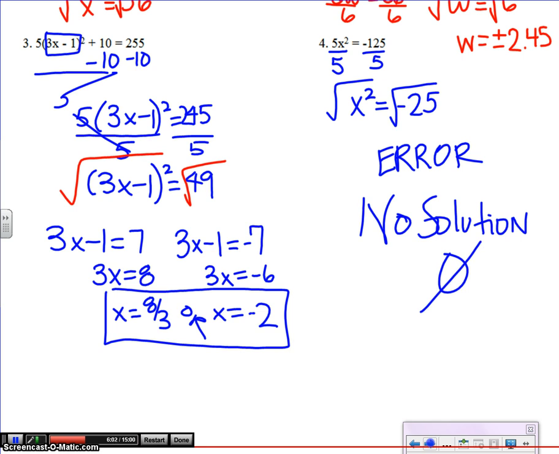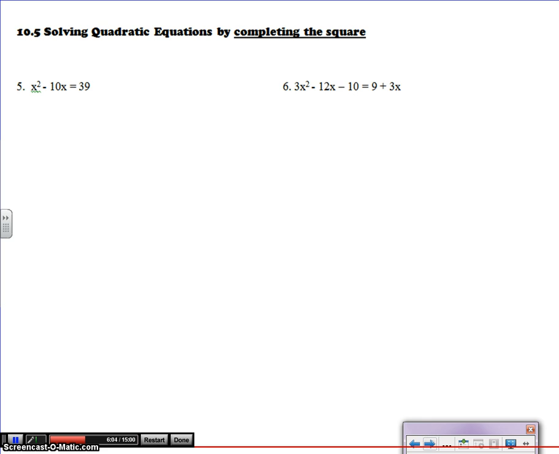All right, the next method we learned was completing the square. Some students really like this while others don't. And remember, to complete the square, we have to be in the form ax squared plus bx is equal to c. We need a to be equal to 1. And then to complete the square here, we add b over 2 squared to both sides. Okay? And we're actually only going to go ahead and do number 5.